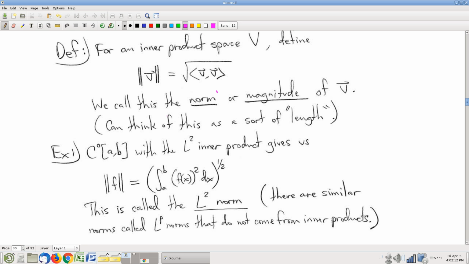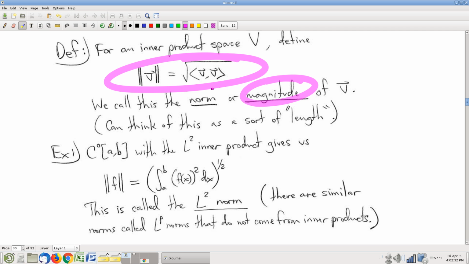Here's our definition of magnitude. Motivated by how it worked with dot products, the magnitude of a vector in an inner product space is the square root of the self-inner product, just like it was for dot products. Sometimes they call this a norm. Geometrically, you think of it as a length, just for an intuitive sense.